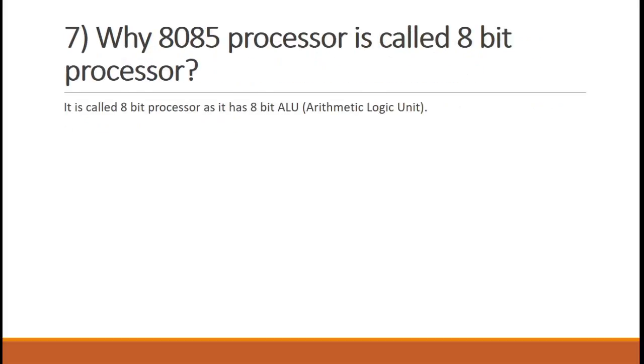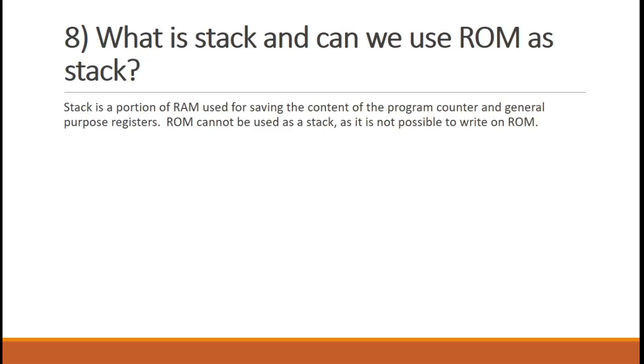7. Why is the 8085 processor called an 8-bit processor? It is called an 8-bit processor as it has an 8-bit ALU, arithmetic logic unit. 8. What is stack and can we use ROM as stack? Stack is a portion of RAM used for saving the content of the program counter and general purpose registers. ROM cannot be used as a stack, as it is not possible to write on ROM.